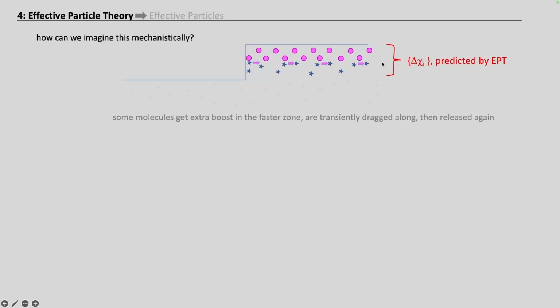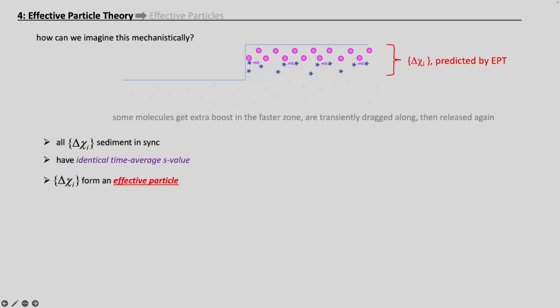We know how much that is. And we also know that all components co-sedimenting in the group have the same time average S-value. And so we can consider them forming a dynamic sedimenting unit, which we call the effective particle.